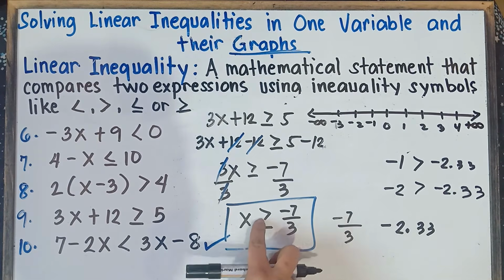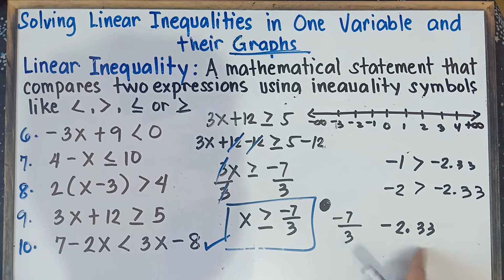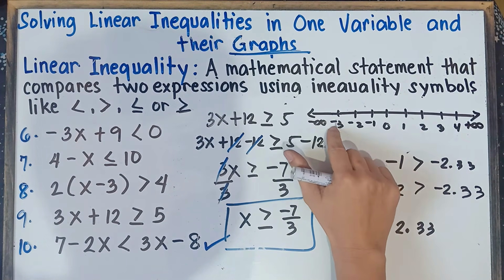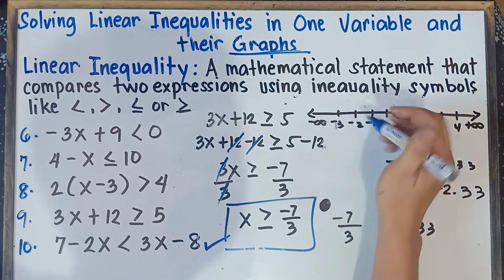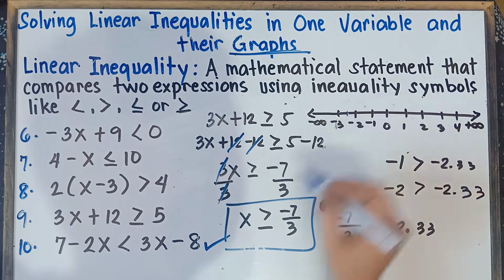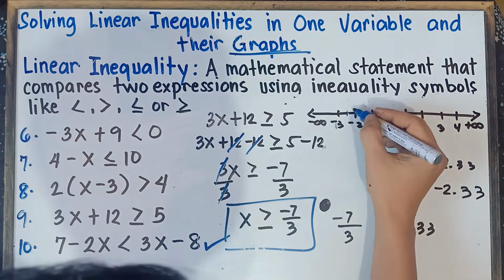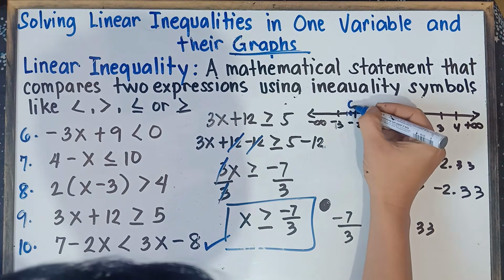Now, since we have greater than or equal, we will be using a closed circle. So use a closed circle. Now, where is negative 2.33? So let's estimate this one, class, negative 2.33. So if this is negative 2, in between negative 3 and negative 2, there would be negative 2.5. So negative 2.33 is here. So in between, class, this is negative 2.5. So negative 2.33 here. Alright, this one right here, negative 2.33.